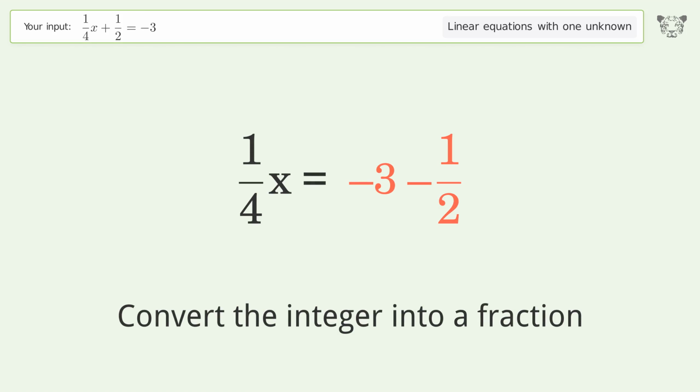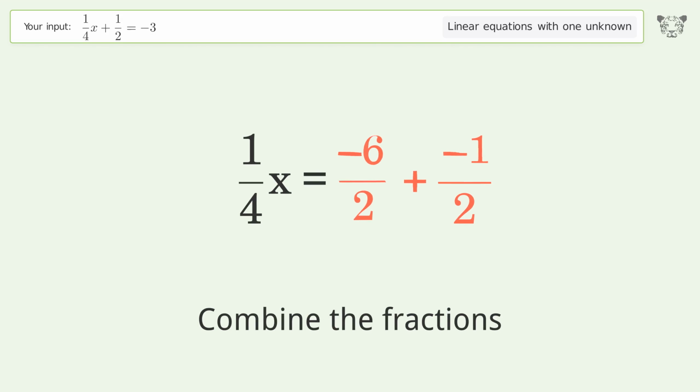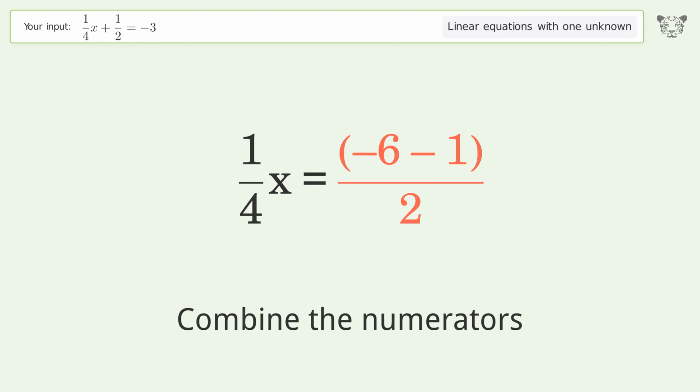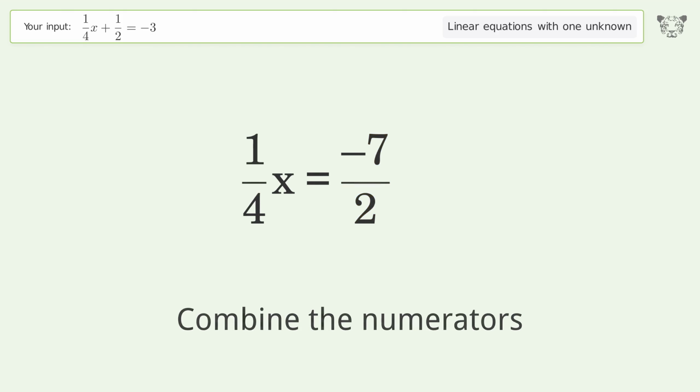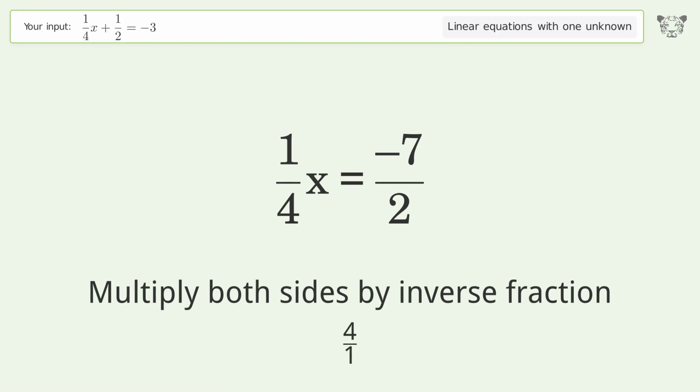Convert the integer into a fraction. Combine the fractions. Combine the numerators. Isolate the x. Multiply both sides by inverse fraction 4/1.